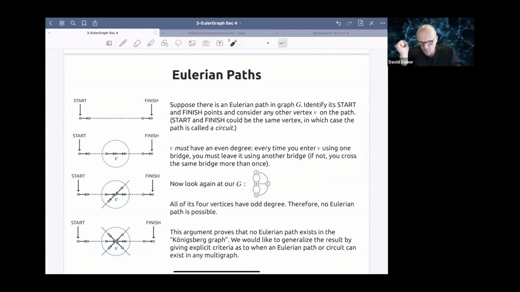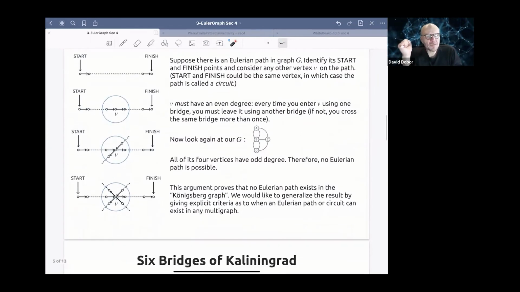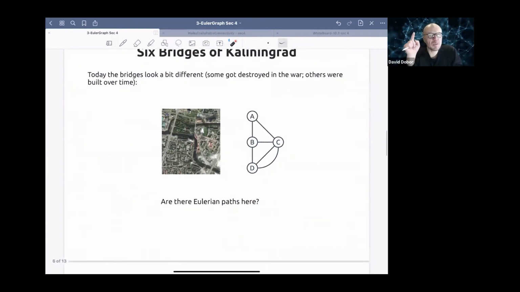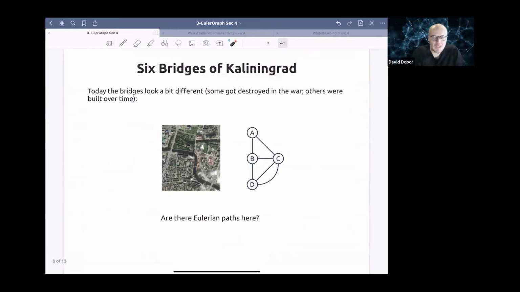Okay, so let me give you an example of another graph so that this makes complete sense. Some of these bridges were destroyed in the war, in World War II. By the way, this is no longer Königsberg. This is the city of Kaliningrad today. It's no longer in Prussia anymore. Hasn't been in a while. Some of the bridges were destroyed in World War II. Others were built over time, and so on.